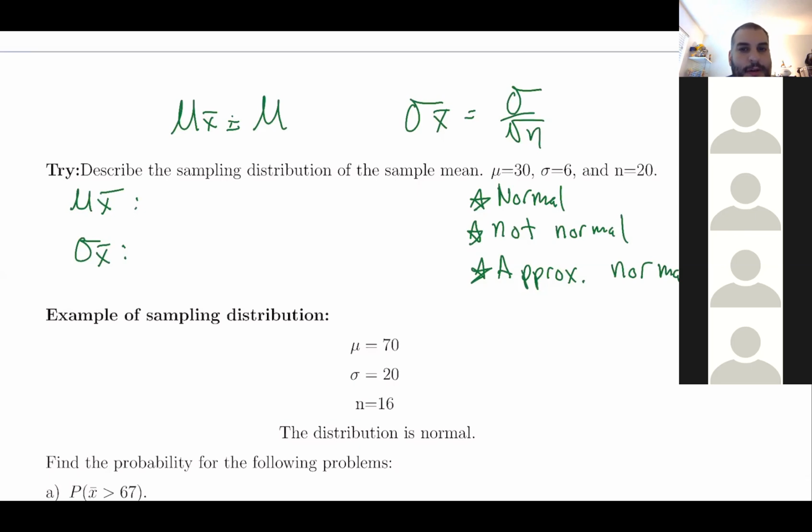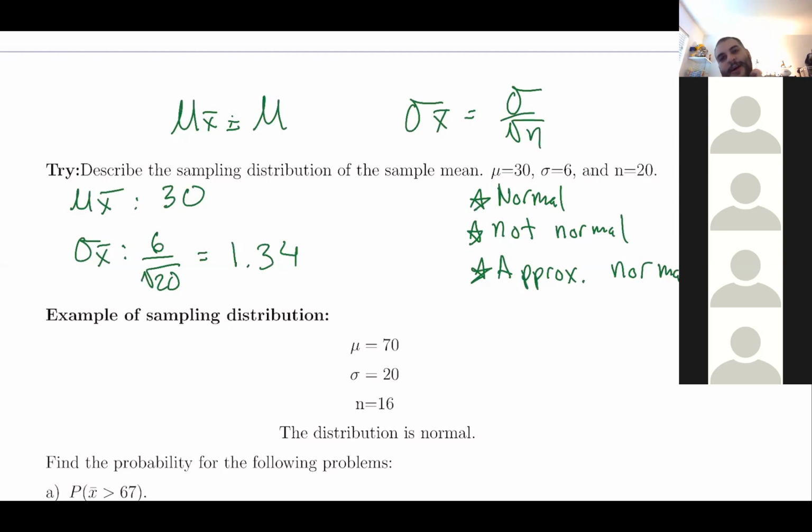Okay, so let's try doing this one. So what would be my mu of x bar? 30, perfect. All right, so then sigma of x bar, you should want to do 6 divided by square root of 20. If you do that in your calculator or Class Calc, you should get 1.34. All right. Everybody go for that so far?